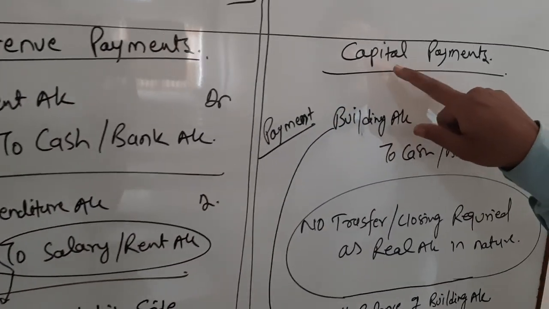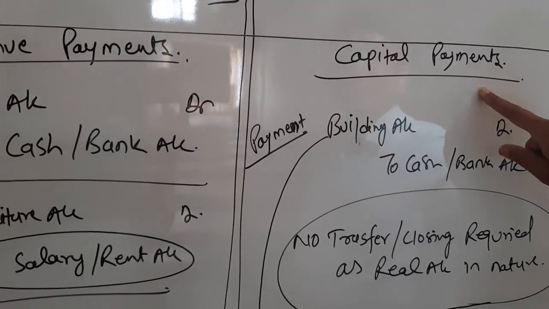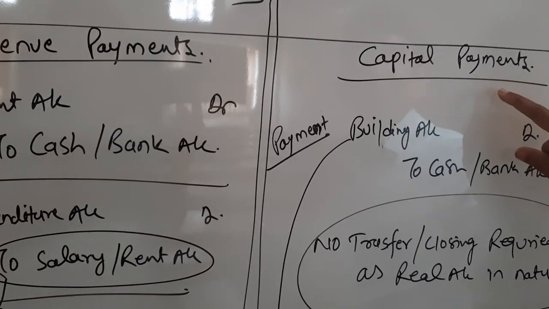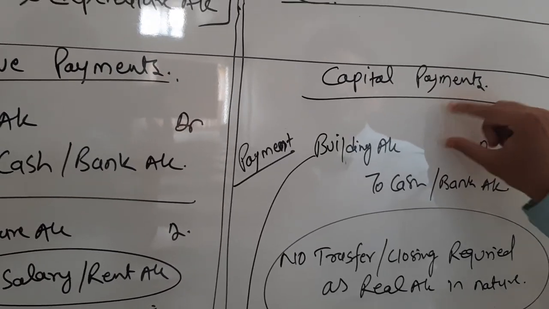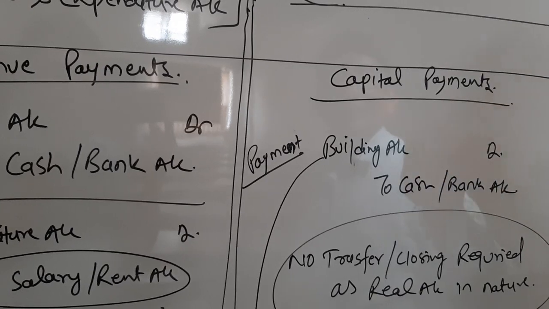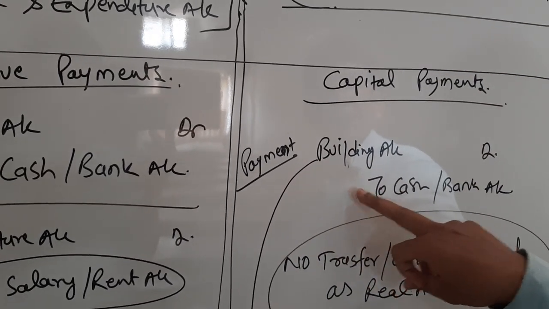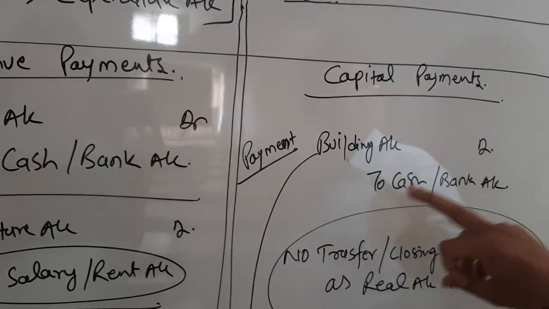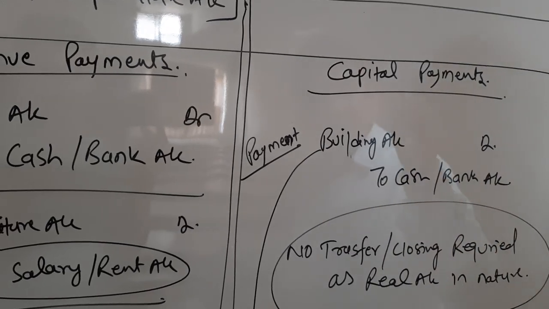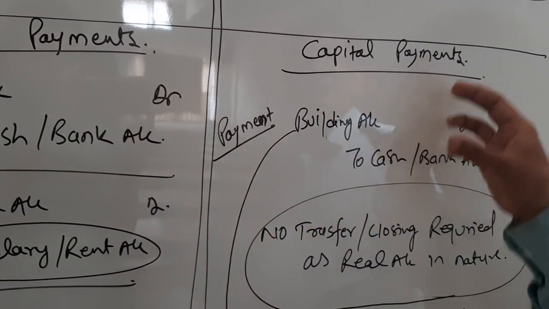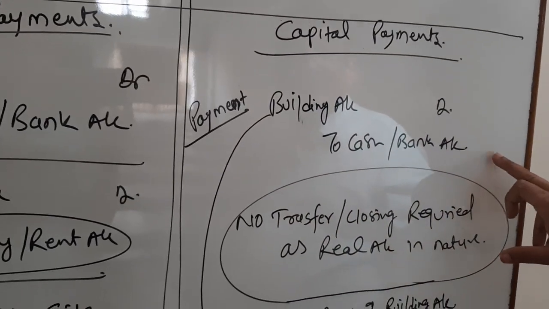Now about capital payment. Capital payments are payments for the purpose of acquiring fixed assets. Suppose the club acquires a building. So at the time of payment for acquiring the building, the required entry is building account debit to cash or bank, or whatever asset has been acquired, the name of that asset account will be debited and cash or bank account will be credited.